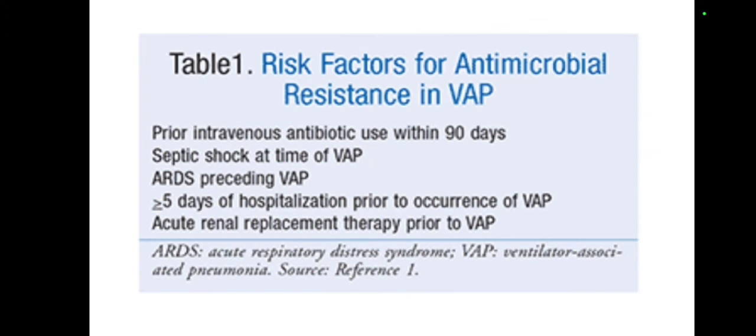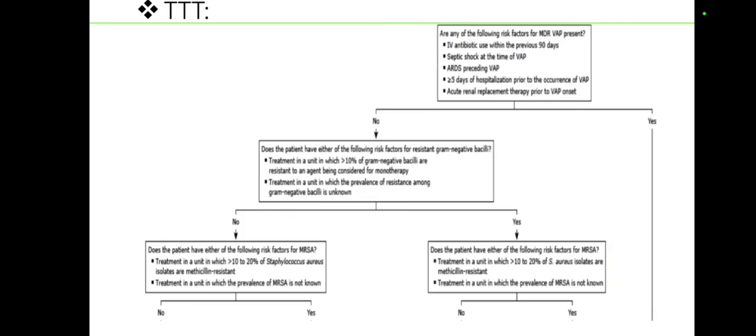The risk factors for antimicrobial resistance in ventilator-associated pneumonia include prior intravenous antibiotic use within 90 days, acute respiratory distress syndrome preceding ventilator-associated pneumonia, septic shock at the time of ventilator-associated pneumonia, acute renal replacement therapy prior to ventilator-associated pneumonia, and more than 5 days of hospitalization prior to the occurrence of ventilator-associated pneumonia.